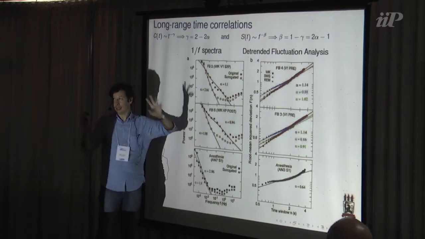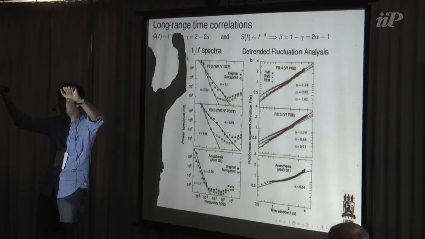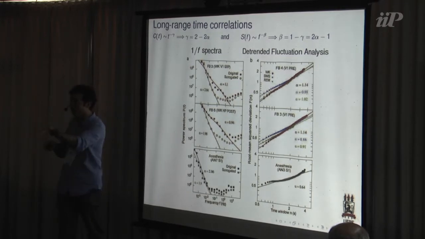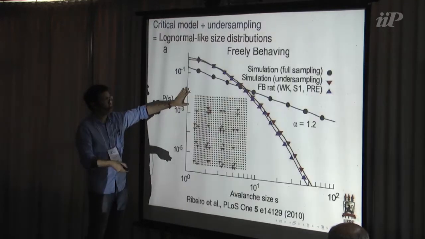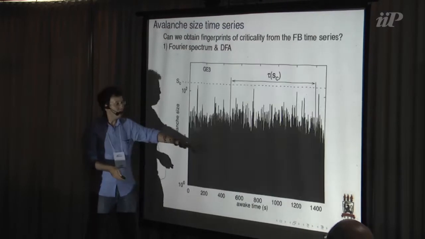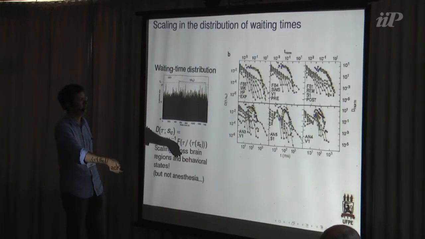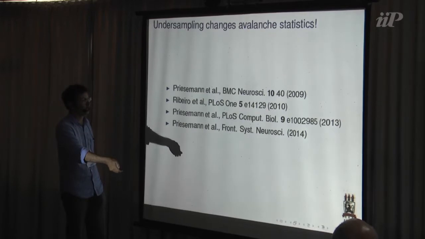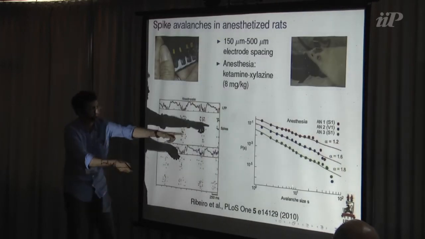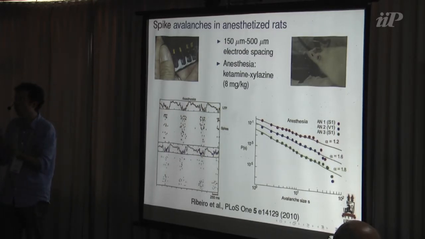And if I forget time domain, and I look at the historically classical criticality signature, which is size distribution, then it's the opposite. In vivo freely behaving animals do not have power law size distributions, whereas anesthesia does. So the consistency that you are talking about, we don't have it.